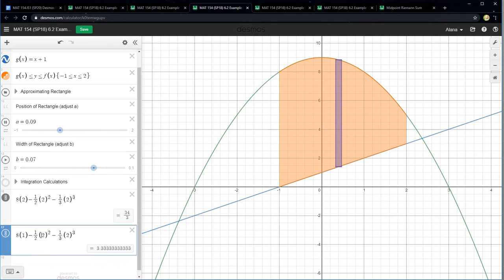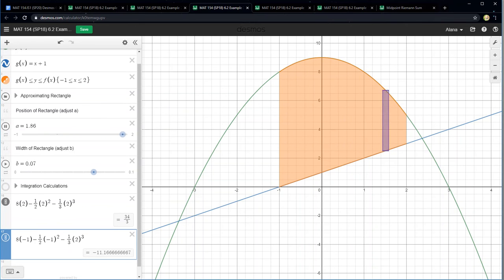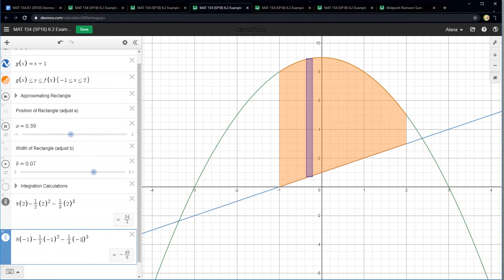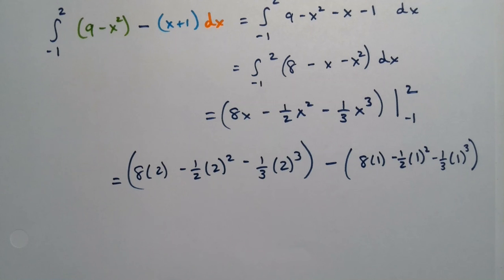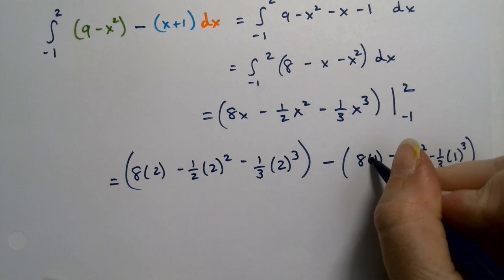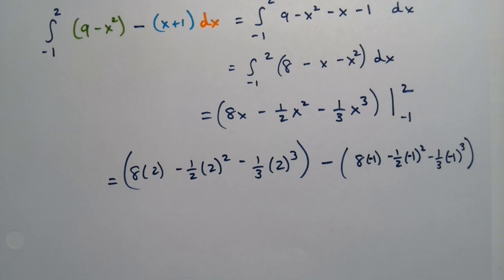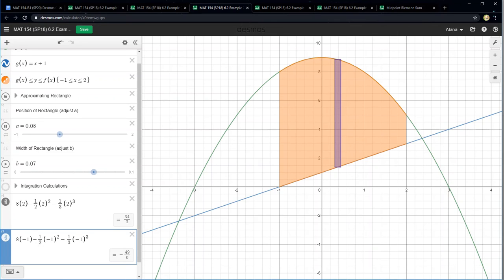Oh, it was -1, sorry. I did -1 in my notes, so I'll have to fix that. So it's -1, -1, and -1. Oh, not -4, -1. There we go. So that was -49 over 6. And I'm sorry, I lost the negative here. I don't know what I was thinking. Negative, negative, negative. And then the numbers again were 34 over 3 minus -49 over 6.